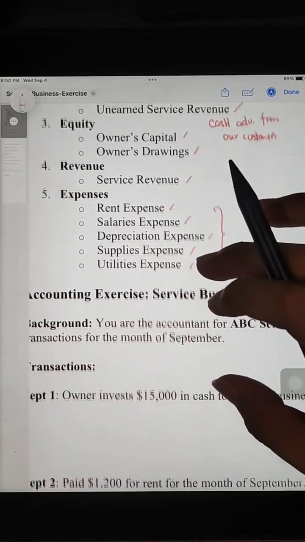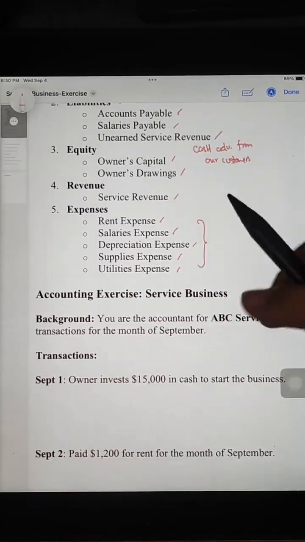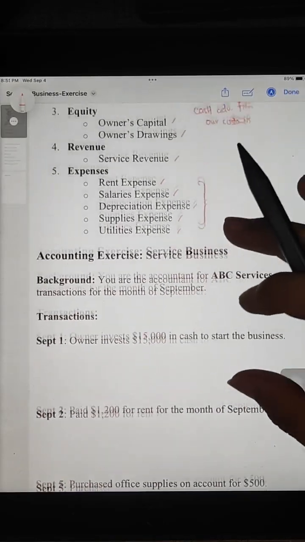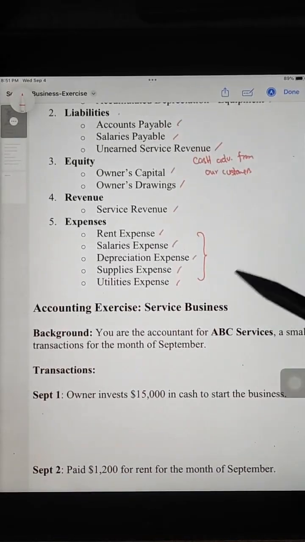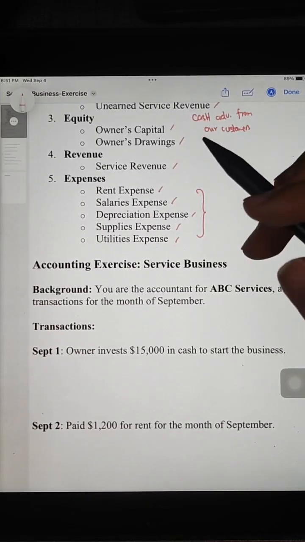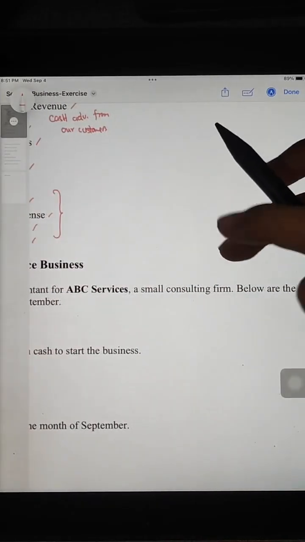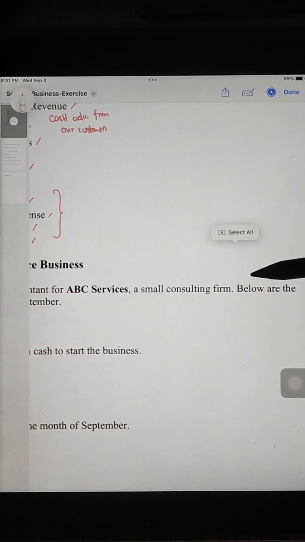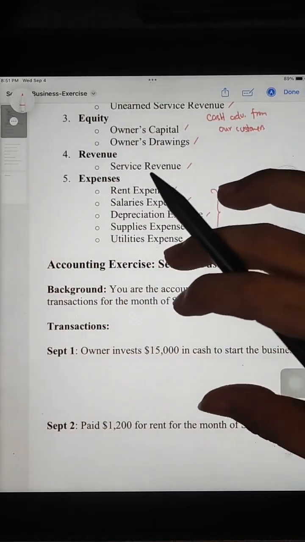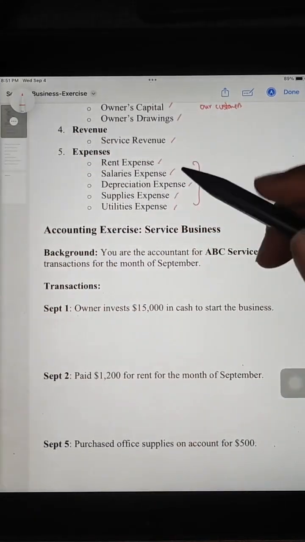Okay, so our discussion for the accounts is already a bit long. I will just cover up to 5 transactions for this video and continue with the rest later. So, you are the accountant for ABC Services, a small accounting firm, consulting firm rather. Below are the transactions for the month of September. Let us start with September 1.